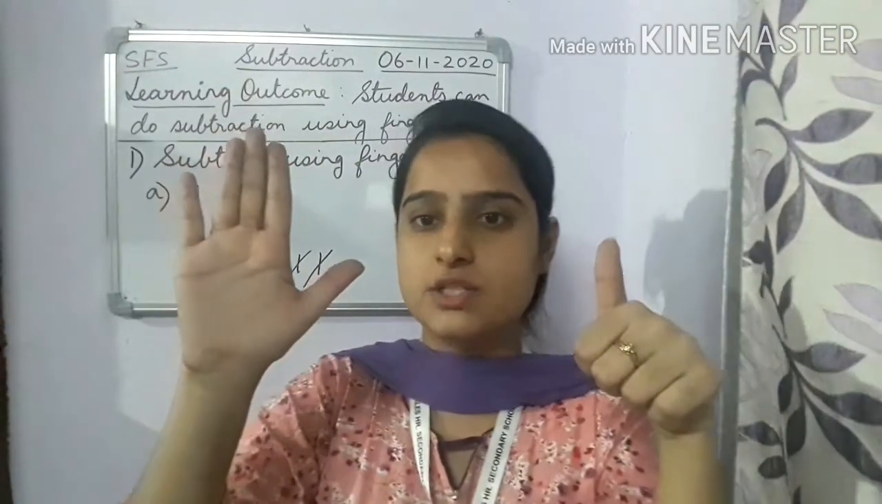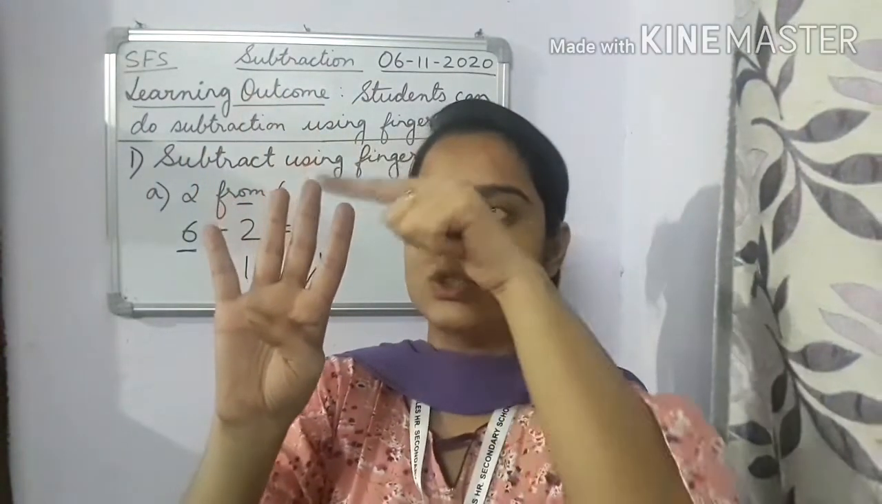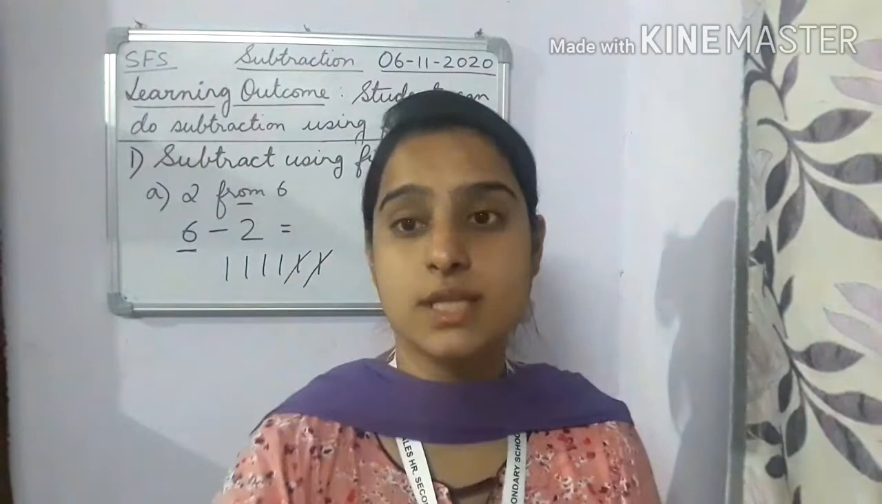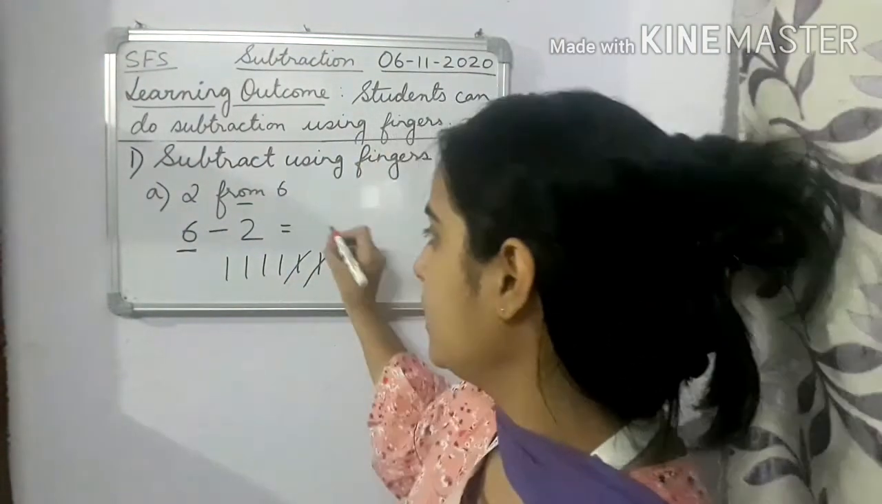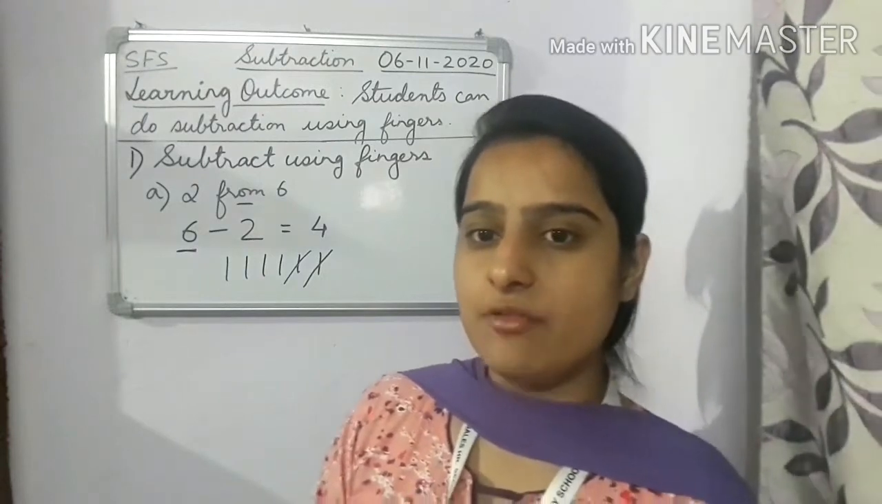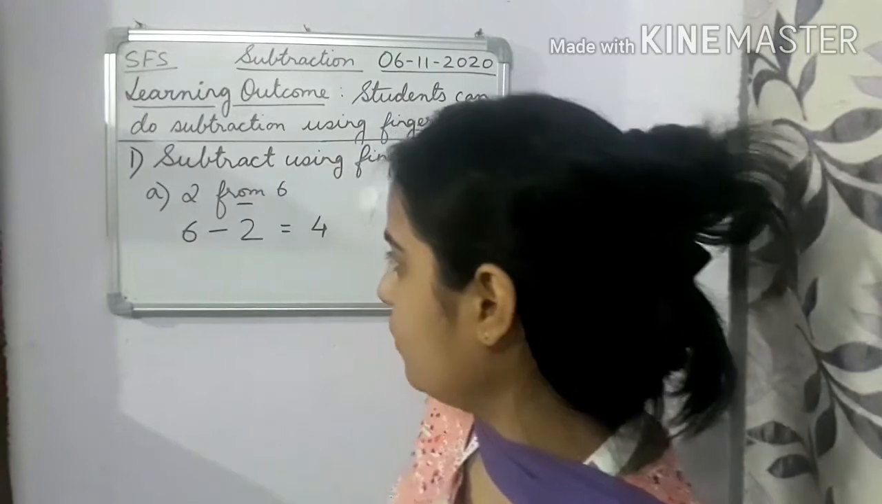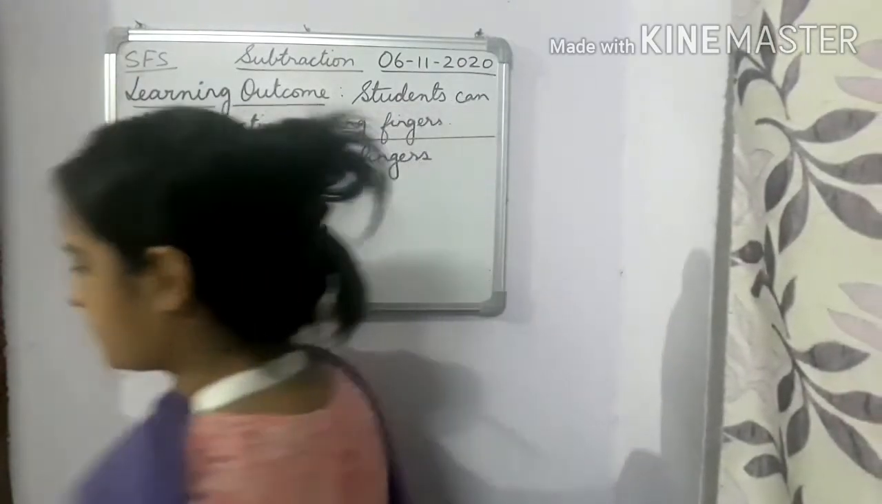Okay. If we cancel 2, how many fingers remain? This is 6 fingers children. If we cancel 2 fingers, how many fingers remain? 1, 2, 3, 4. So the answer is what? 4. That is the difference. Okay. Is it clear to everyone? Okay. Now let's do one more.